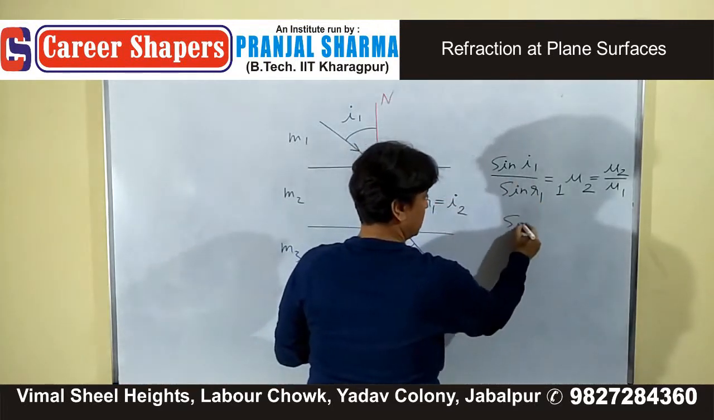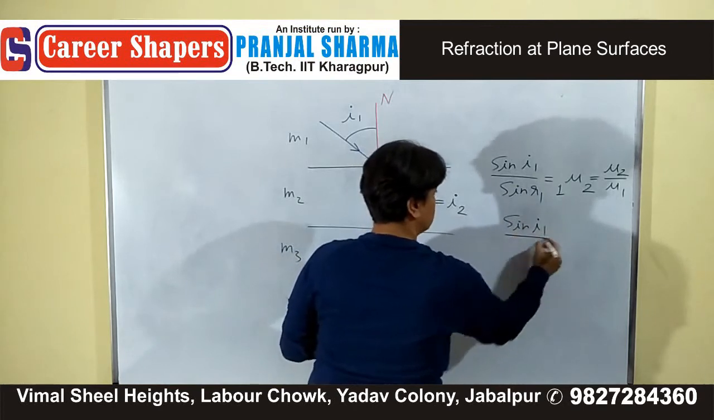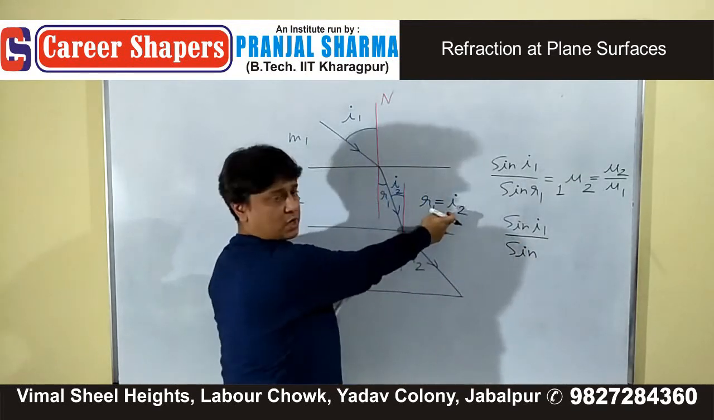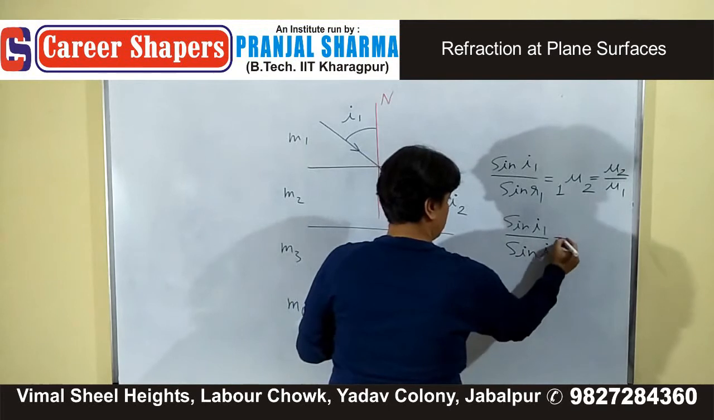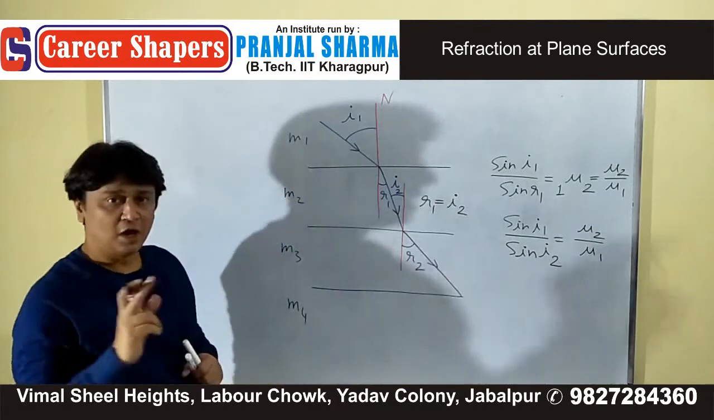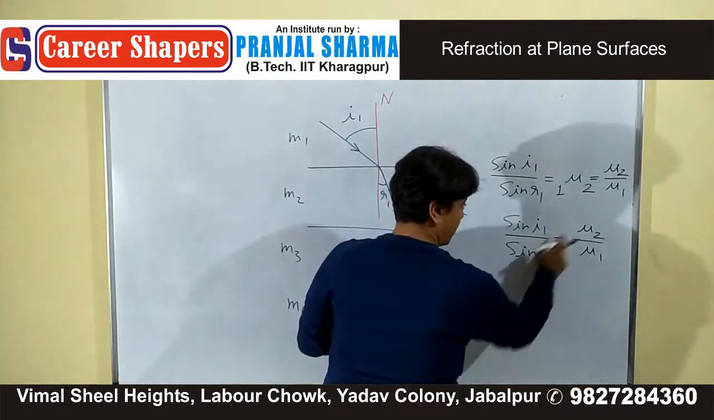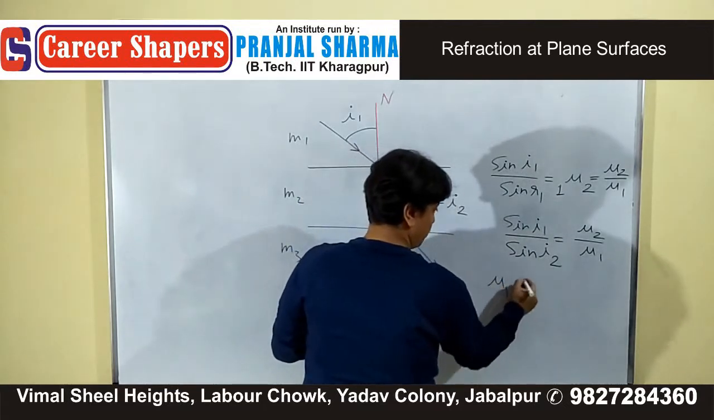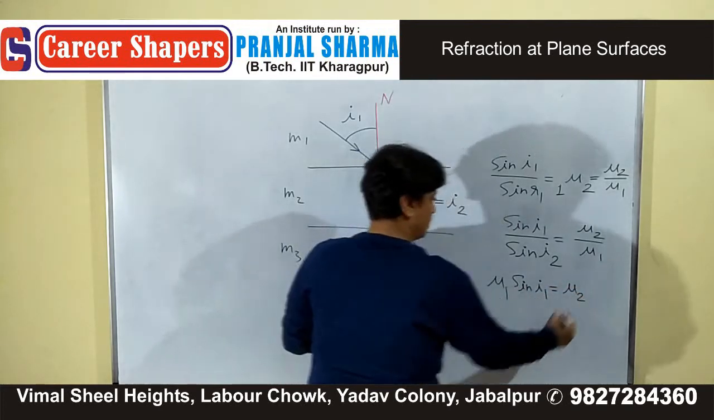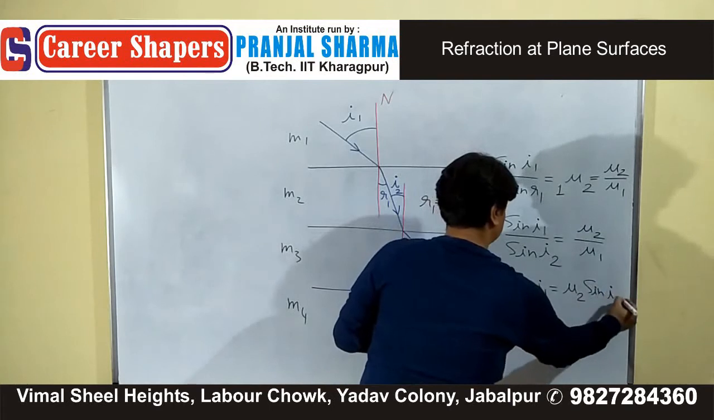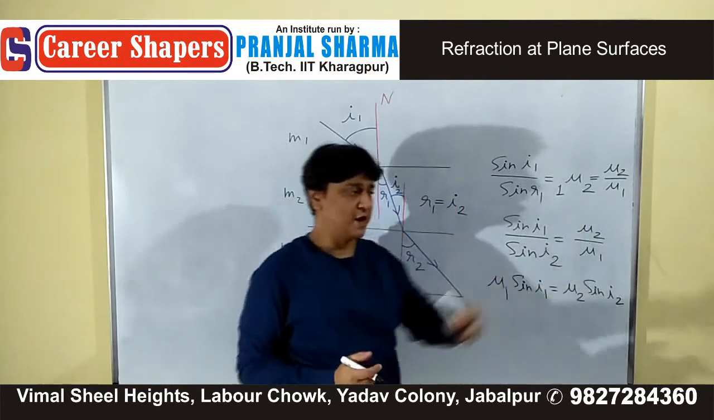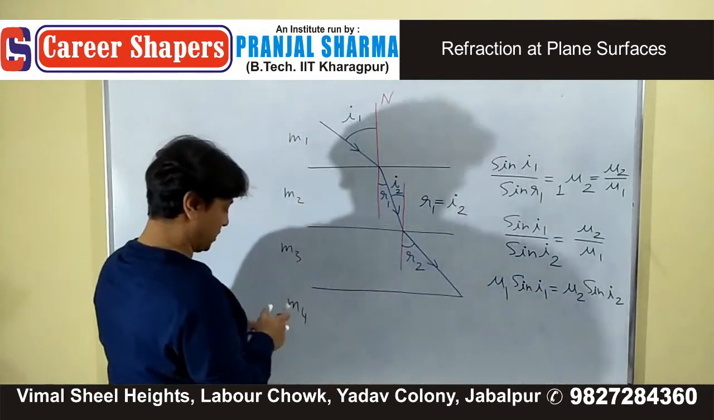If R1 is I2, then first thing, look here. This relation now can be written as sine I1 upon sine, let's replace R1 with what? I2, which is coming mu2 upon mu1. Now look at this form, cross multiply these things and you get what? Mu1 sine I1 is mu2 sine I2. We'll come back for this, but now look here.